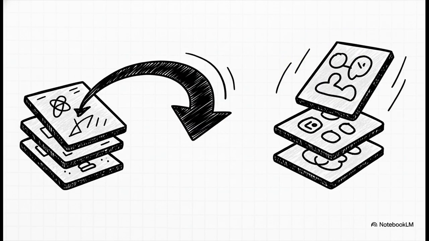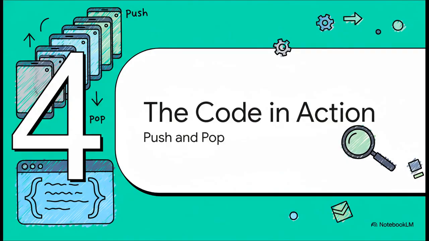Okay, but what happens when you hit back? Well, the controller does the opposite. It performs a pop. It literally just removes the top screen from the stack, which then reveals the screen that was right underneath it. Simple, right? Now, theory is great, but what does this look like in the actual code? You're going to love how surprisingly simple this is.